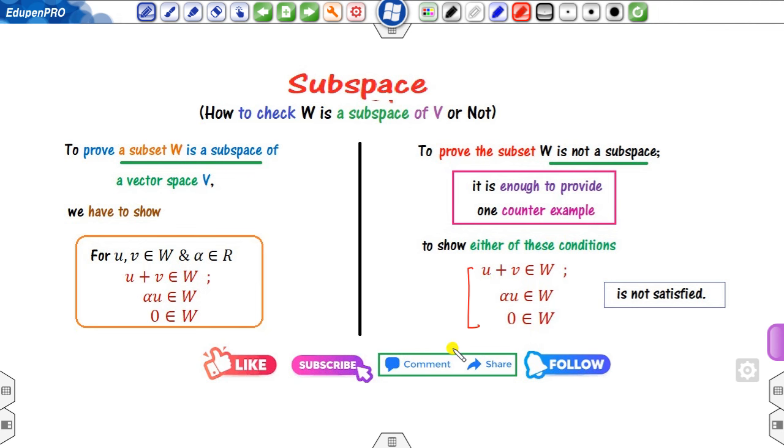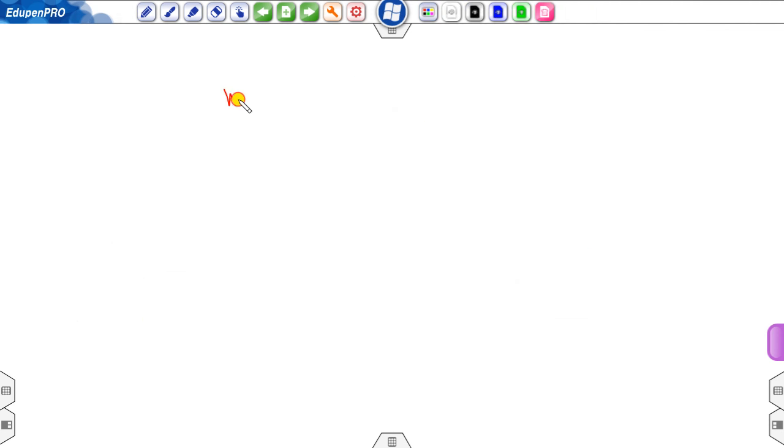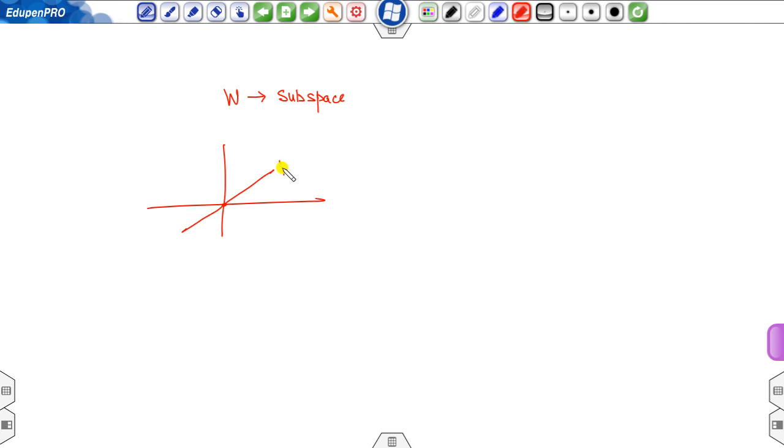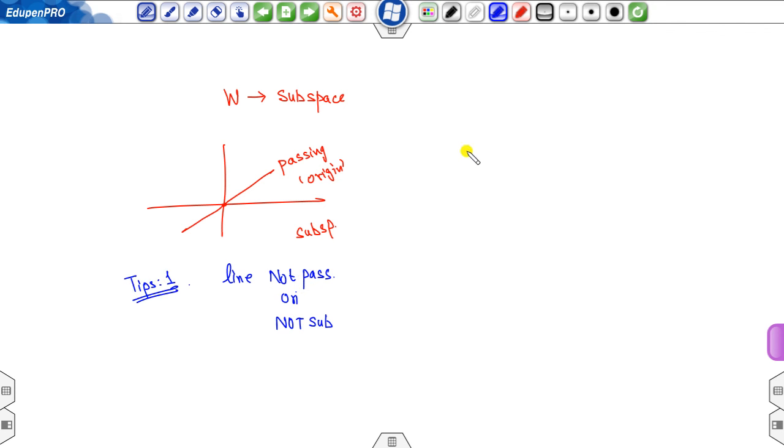Make sure, students, if you want to check whether W is a subspace graphically, then any straight line which passes through the origin is a subspace. However, any line which does not pass through the origin is not a subspace. Fine, this is step number one. Based on this, you can discard many options directly.